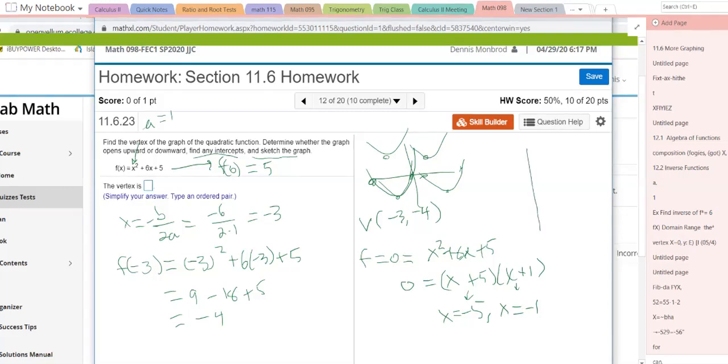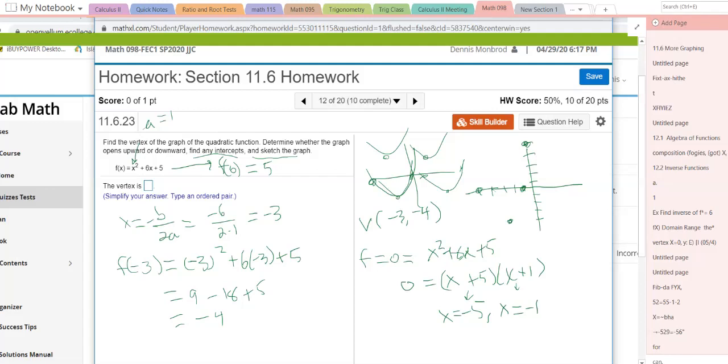And a very quick sketch would look like this. 1, 2, 3, 4, 5, and 1 right there, negative 1. Those are the intercepts. There's the y-intercept. And we got the vertex, negative 3, then down 1, 2, 3, 4. So here it is. That's everything. Everything you need right there.